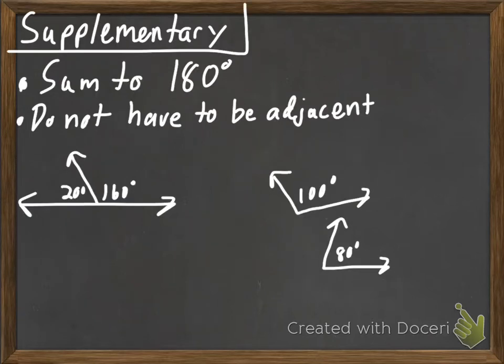Supplementary. They sum to 180 degrees, and they also do not have to be adjacent. So if they're just supplementary, they don't have to be adjacent, but they do always add up to 180 degrees. So here, we have a pair of angles that are adjacent, that's fine, and they add to be 180. So 20 degrees plus 160 degrees is 180 degrees. And then we have the second pair over here. They're also like our complementary pair, just hanging out on their own, doing their own thing, but they do sum to be 180, so they are supplementary to each other.